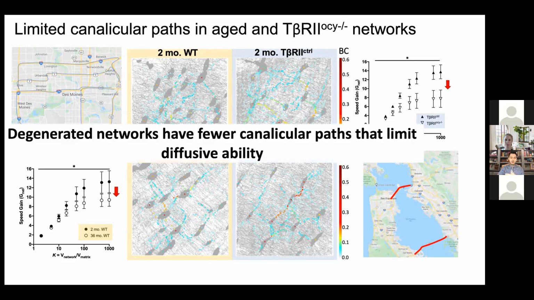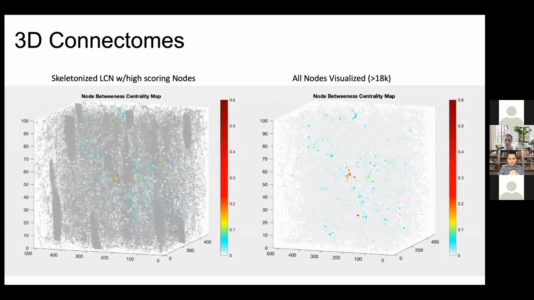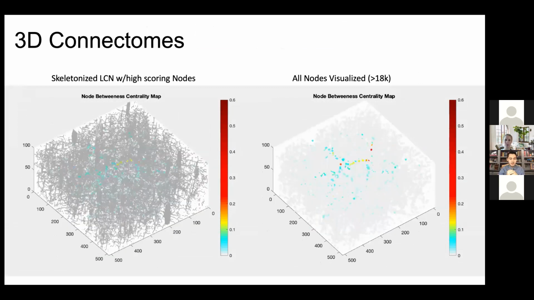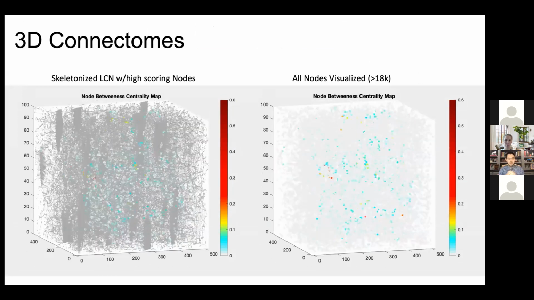So these degenerated networks have fewer canalicular paths that inhibit diffusive ability. This is an example of these 3D connectomes in their entirety to give you an idea of the analysis that's going on here. So the left is the skeletonized osteocyte network with the segmented nodes overlaid. And on the right was the whole nodal map that has somewhere between 18 to 20,000 nodes. So you can appreciate how dense this analysis is.